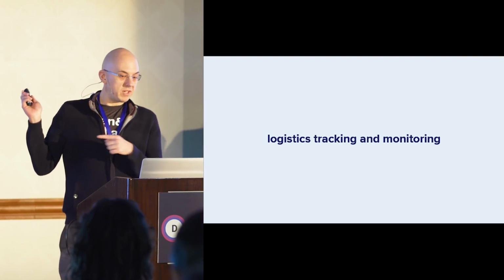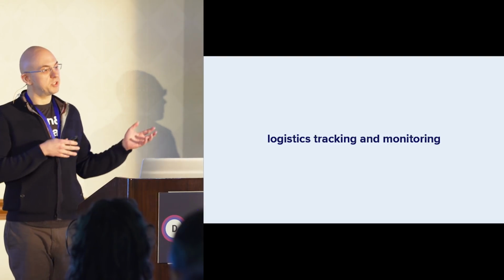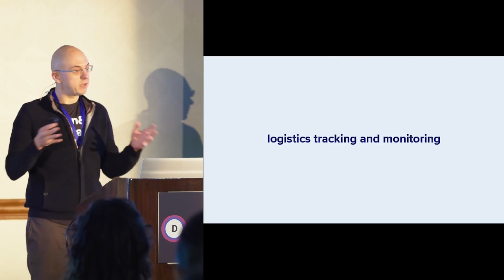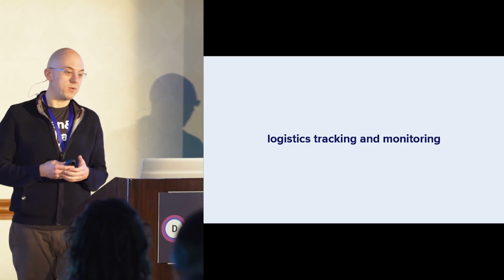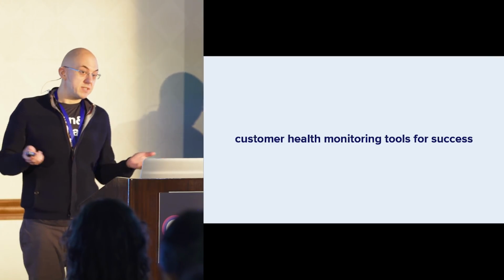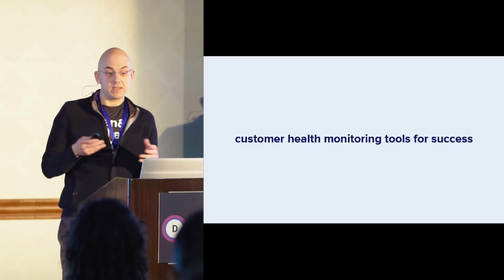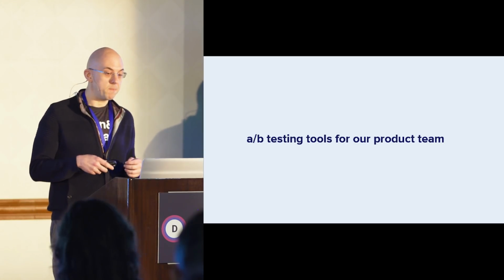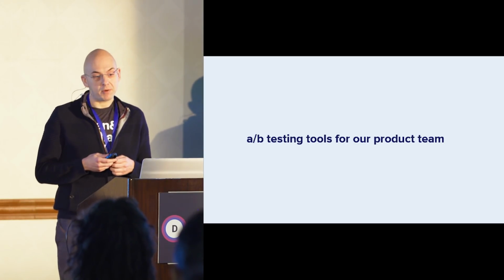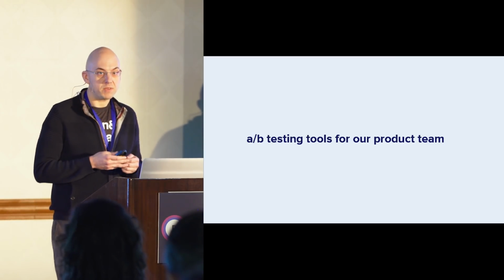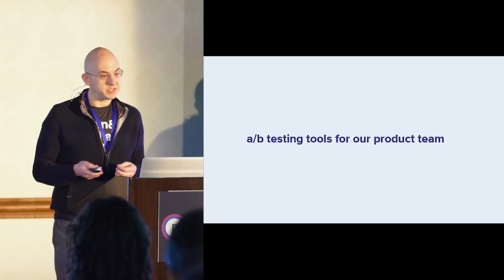So in the example of the e-commerce company, this would mean something like a logistics tracking and monitoring tool that was laid out in a custom way and had custom metrics and was designed in a way that was specific to our business. If you're in, say, a B2B SaaS business and you're really dedicated to success, it can mean things like customer health monitoring tools for your success team. If you're in a sort of consumer app company and virality is really important to you, then an A/B testing tool might be an area where you invest in customization.